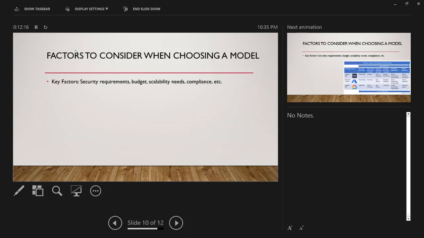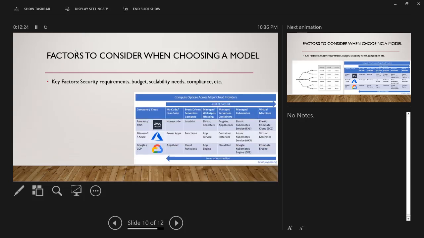All right. So now, what are the factors that affect choosing a model? Like I said earlier, security, budget, scalability, and compliance are the major ones. Looking at this picture, say you want to deploy a virtual machine in AWS. What you need is Elastic Compute Cloud, which is EC2. For virtual machines in Azure, you deploy from the Azure platform. For compute engines and virtual machines, you need Google GCP.